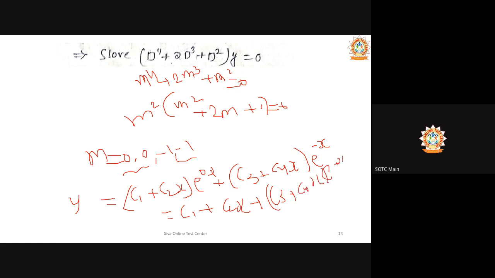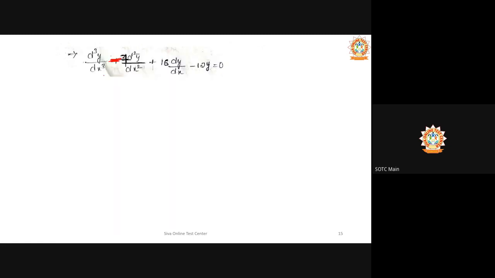You get 4 roots here, because it is d power 4, so 4 constants come, nanna. So that's why we are telling that the number of arbitrary constants present in the equation is equal to the order of the differential equation. Right? Now try to see the next one.